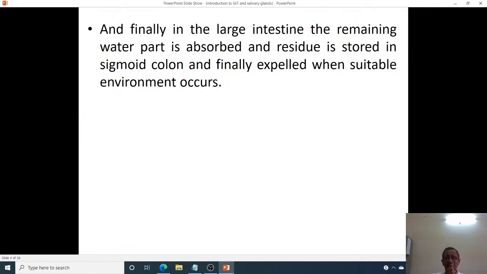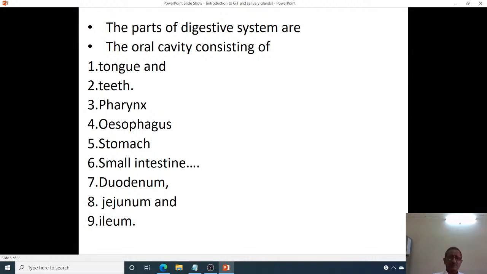And finally, in the large intestine, the remaining water is absorbed and the residue is stored in the sigmoid colon and finally expelled when a suitable environment occurs. So, in the large intestine, that's almost the last part of the GIT, we are seeing that the excess water is absorbed back and the residue is stored in the sigmoid colon and of course finally expelled when a suitable environment occurs.